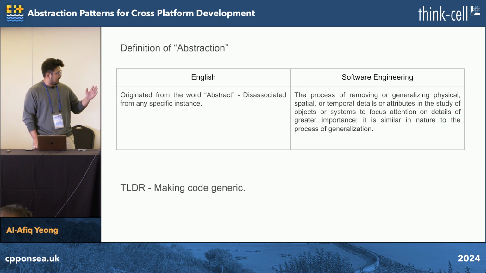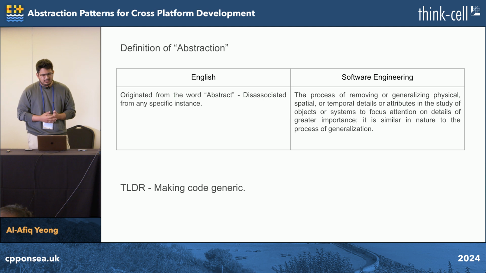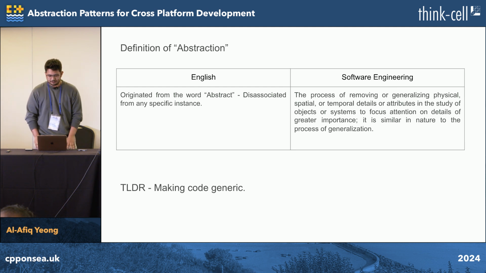Introduction. There's two definitions to abstraction. One is in English and one is in software engineering. In English, it originates from the word abstract, which is to dissociate from any specific instance. The definition in software engineering is a bit long, which is the process of removing or generalizing physical, spatial, or temporal details or attributes in the study of objects or systems to focus attention on details of greater importance. It is similar in nature to the process of generalizing. I just ripped that off Wikipedia, so the TLDR, for me at least, is making code generic.